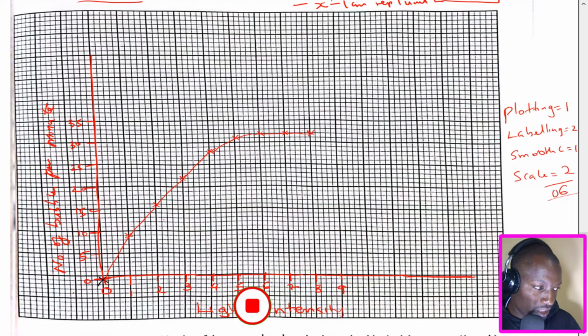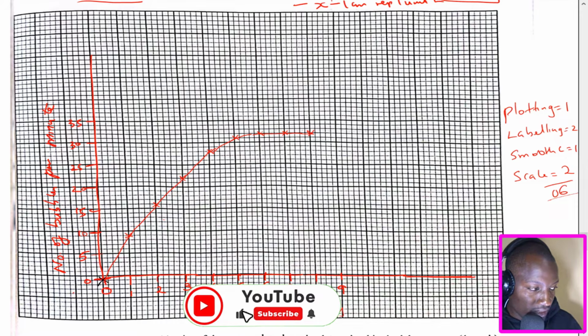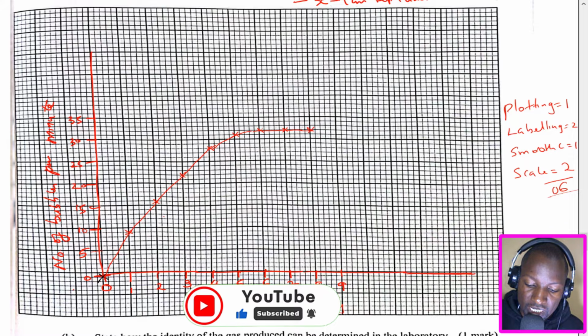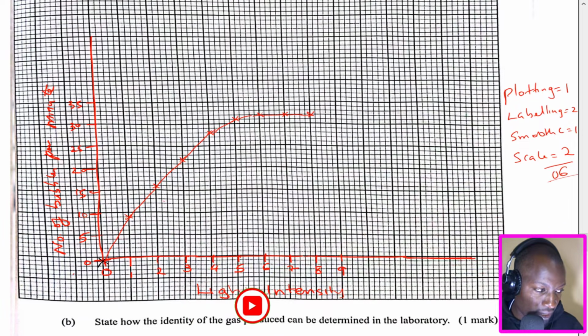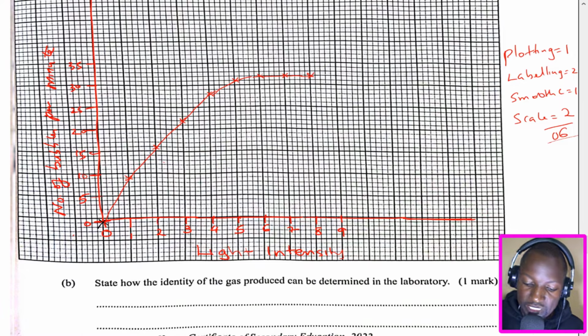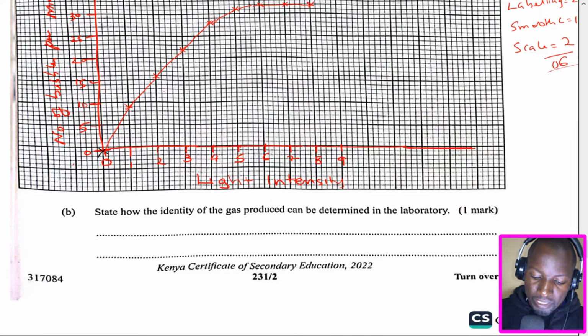Remember also there are some do's and don'ts. Make sure that your scale is workable. Also, when you're plotting, make sure that your points are seen very clearly so that you can get all your marks. If your plotting is incorrect, you are denied the plotting mark and the curve mark. You'll miss the 2. So, ladies and gentlemen, let us now move on to question number 6B.